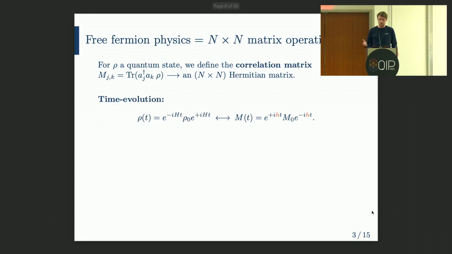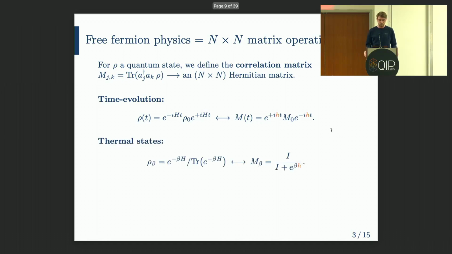A quantity that we might be interested in learning is, for instance, an entry of the time-evolved correlation matrix. The interesting thing here is that, as you see on the right, the correlation matrix at some time t can be determined from an initial correlation matrix conjugated by the unitary that implements the time evolution under small h. So this again is an N by N matrix.